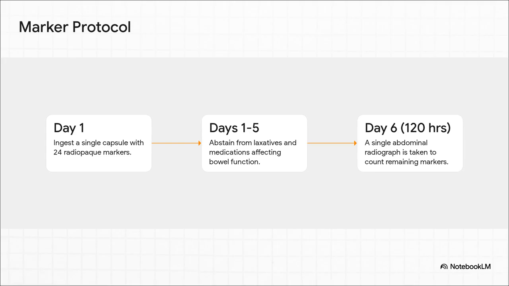The protocol itself couldn't be more straightforward. On day 1, the patient just swallows a capsule that has 24 tiny markers inside. Then, and this is key, they have to stop all their laxatives for the next 5 days. Finally, on day 6, they come in for a single, simple abdominal x-ray. We're just looking to see how many of those little markers are left. It's a pretty low-effort test for the patient, which is great.